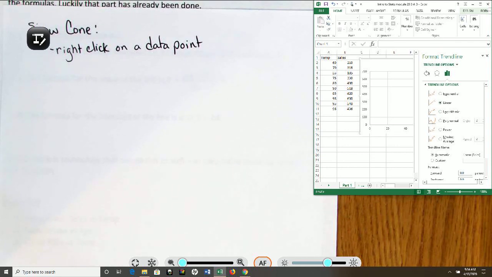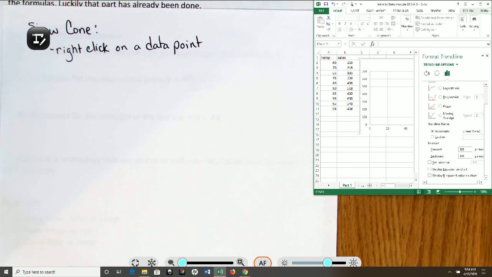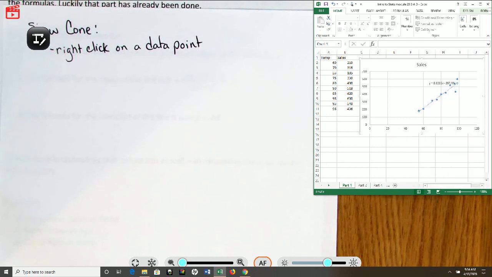The next thing I want to do before leaving this screen is go down here and make sure to click this display equation on the chart, because I want to know what my y-intercept and my slope are, so that I can see it. Otherwise, it'll draw the line in there, but I won't have the equation, and I want the equation. Okay, now once I've done that, I can go back, and here it is. There's my straight line that fits my data, and here's my equation. I'm going to move it so we can see it a little bit better.